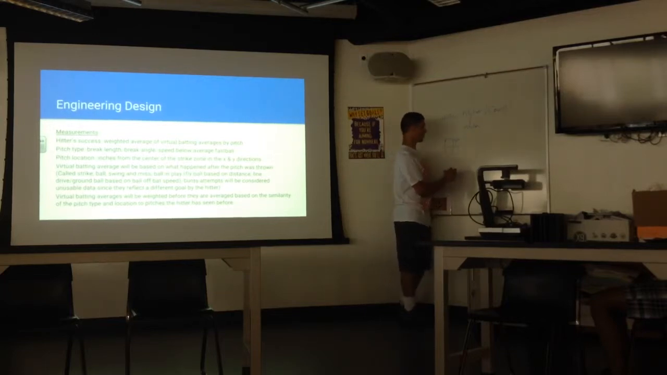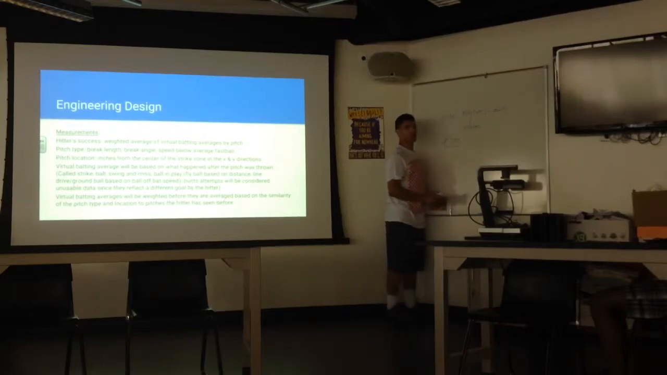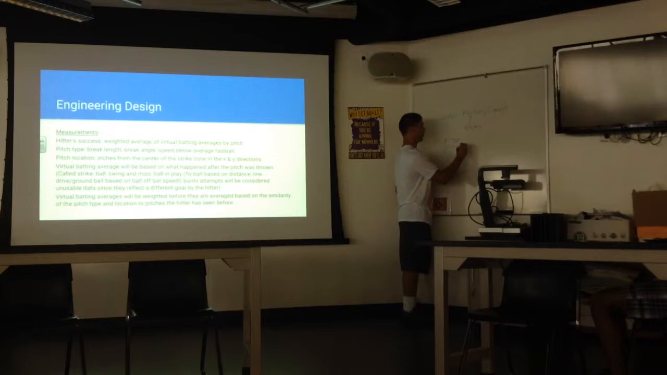So it takes a pitcher's repertoire, so the pitches they know how to throw. It tells the average break and break angle on those pitches. And then it takes pitches that were similar to that pitch in terms of break and break angle, and determines how the hitter will perform against that pitcher, even based on stuff from where he faced other pitchers.